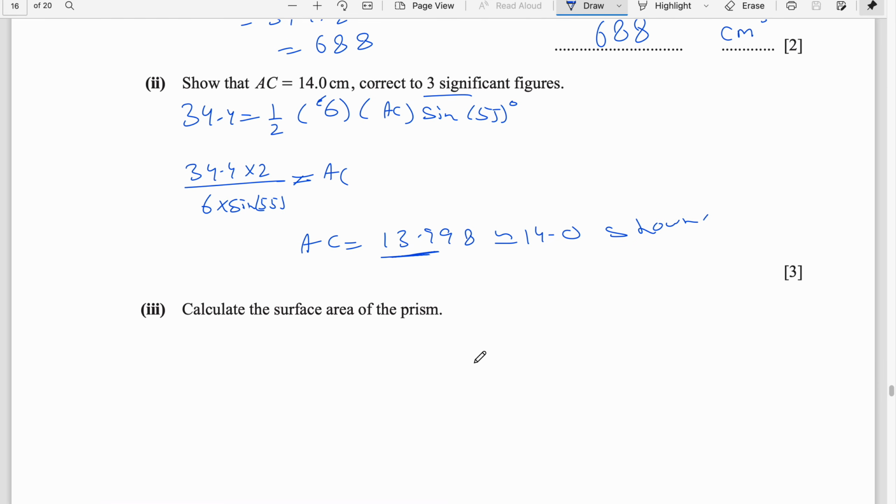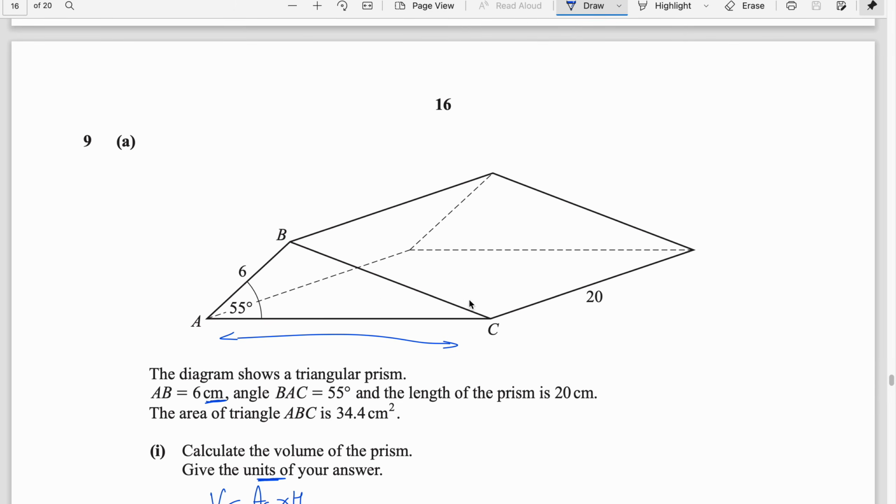Calculate the surface area of the prism. Okay, so we have 5 faces, 2 of these triangles. We already have the area 34.4, we'll just multiply it by 2. On the other side, we have 3 rectangles and every rectangle has length 20. So it is basically 6 times 20, 14 times 20, and length of BC times 20. So I'm first going to find BC, and then we'll move on to the area section. BC is going to be found by cosine rule.